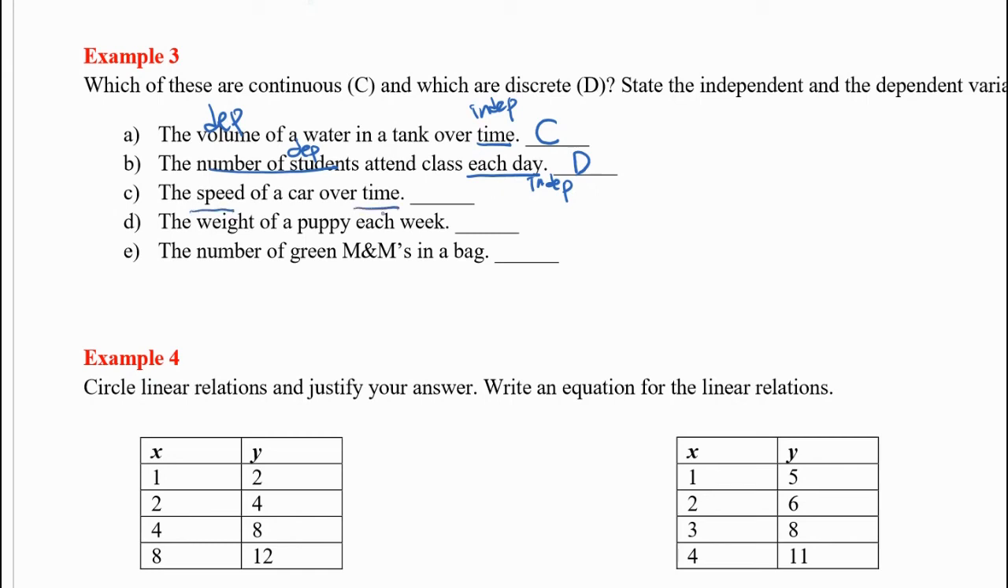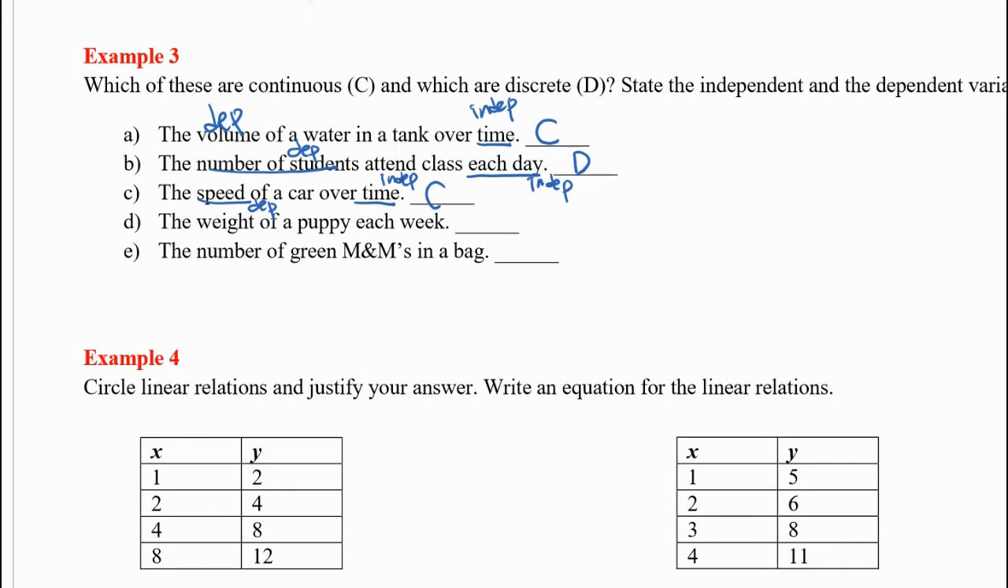Speed and time, are they measurable or countable? It's measurable, right? So it's C. Speed is dependent and time is independent, because the speed depends on time. So depending on the time, the speed changes, right?